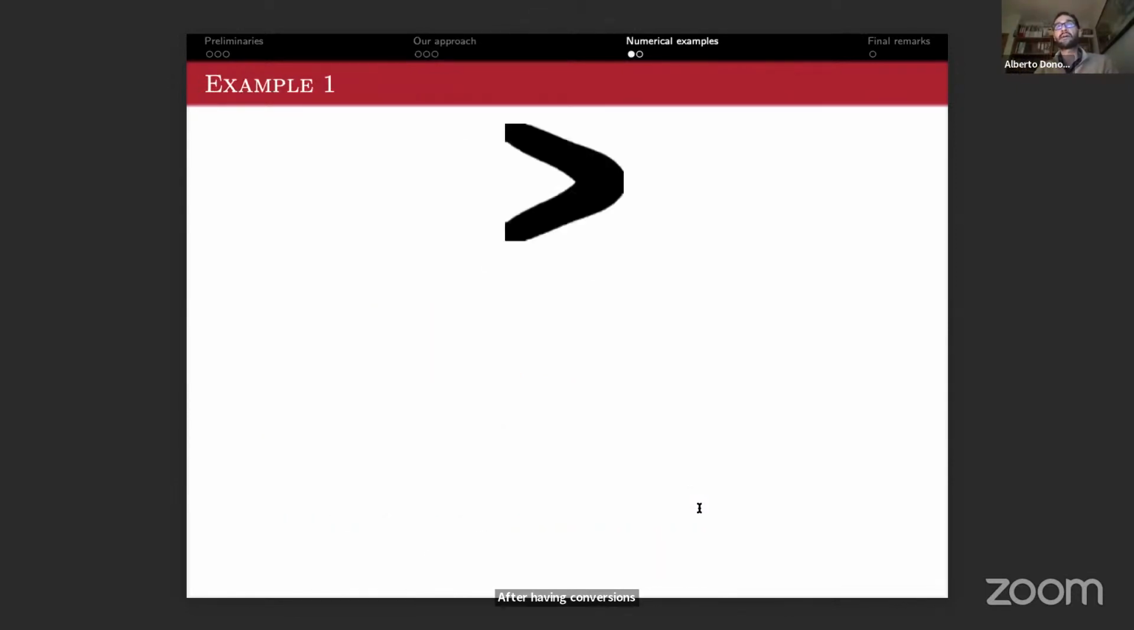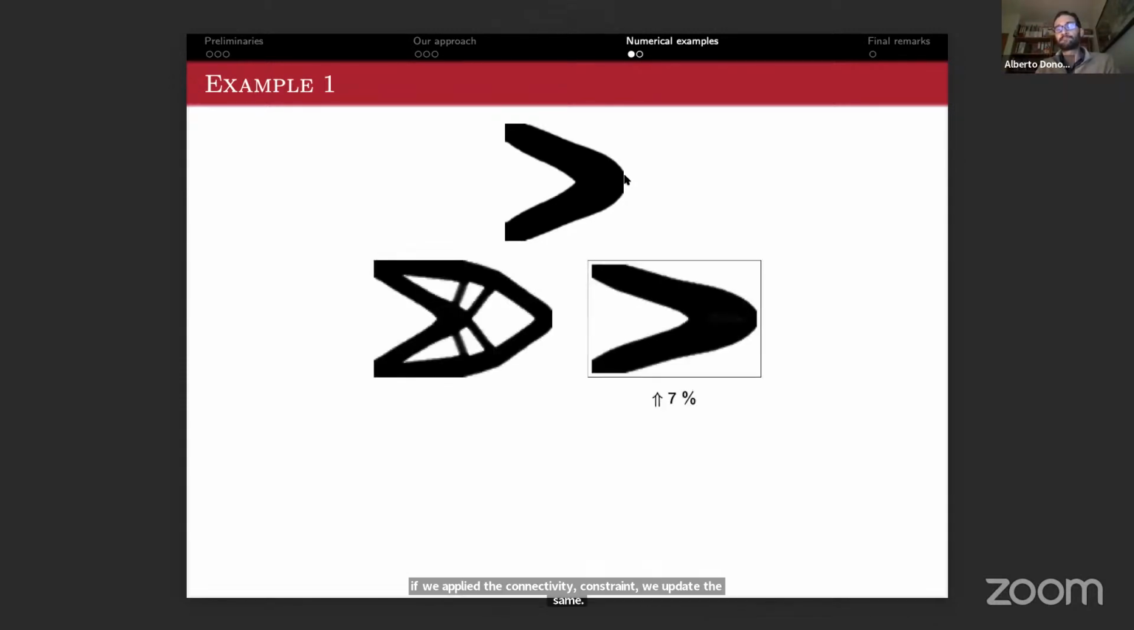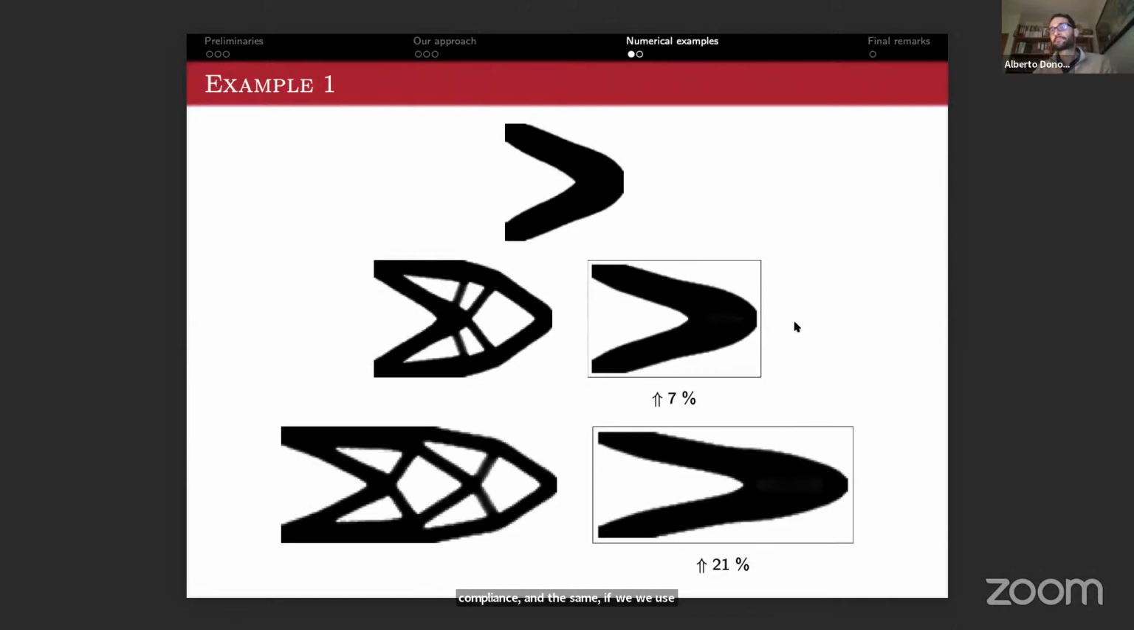Well, the first example is the typical cantilever beam with a load in the middle point of the right edge. For this mesh size, the structure is connected in both solid and void phases. So if we apply the connectivity constraint, we obtain the same. But when changing the aspect ratio, obviously optimized designs with and without connectivity constraints are different. With connectivity constraints, of course, they are connected, but obviously are worse in terms of compliance. And the same if we use another aspect ratio.